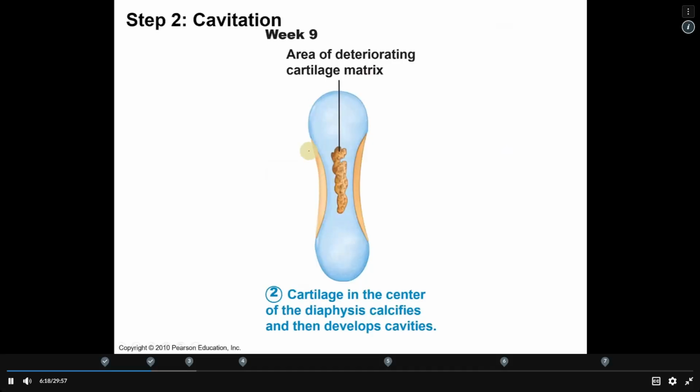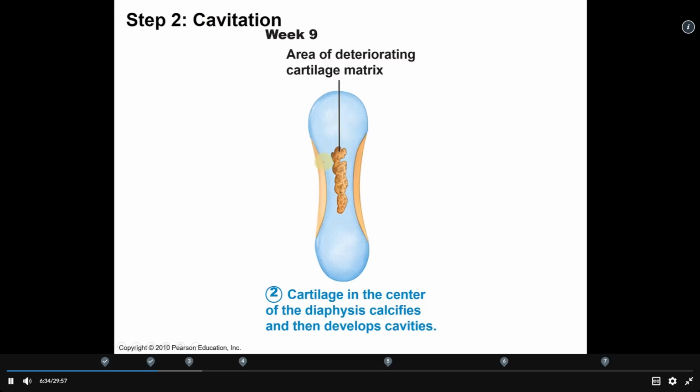Now the second step is called cavitation. And in cavitation, a cavity forms in the middle. Okay, so that's a trigger. That's how I remember it. Cavity forms. Now you know eventually there is going to be a cavity here called the medullary cavity.